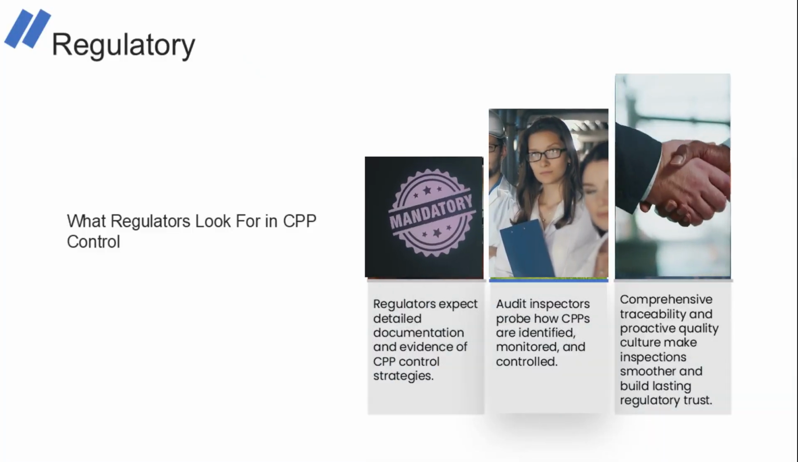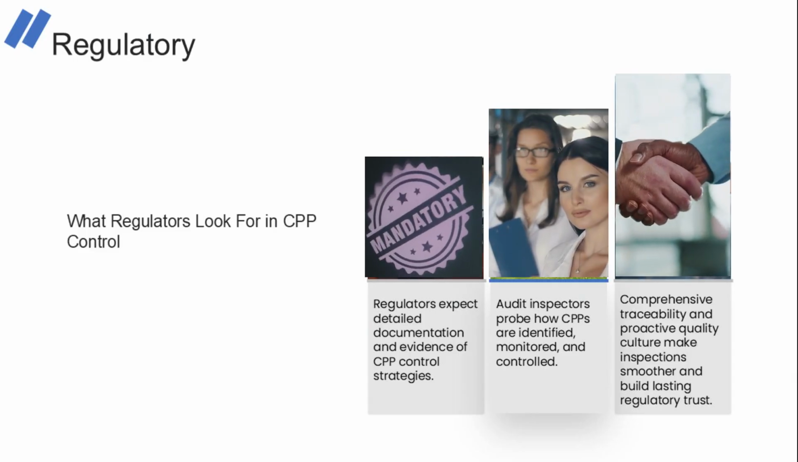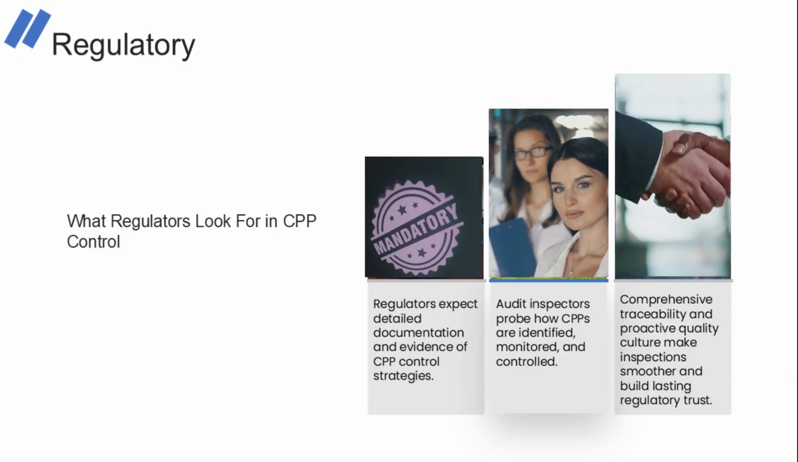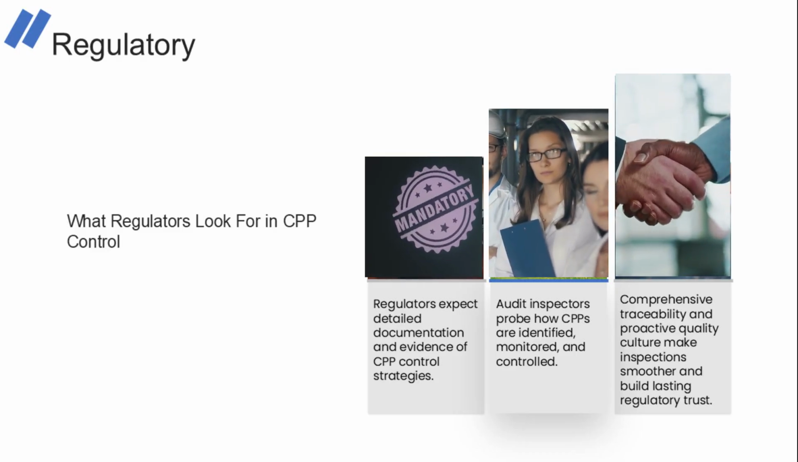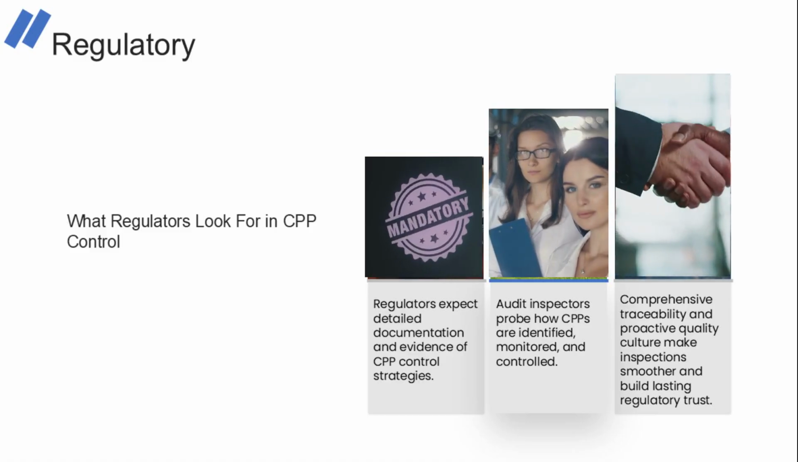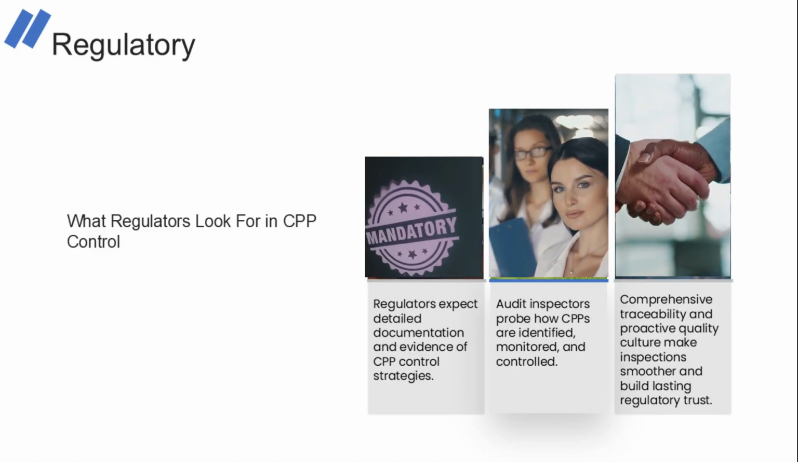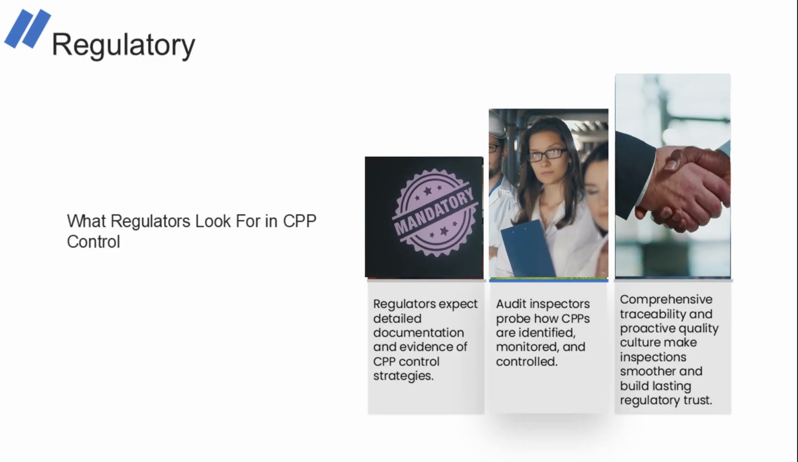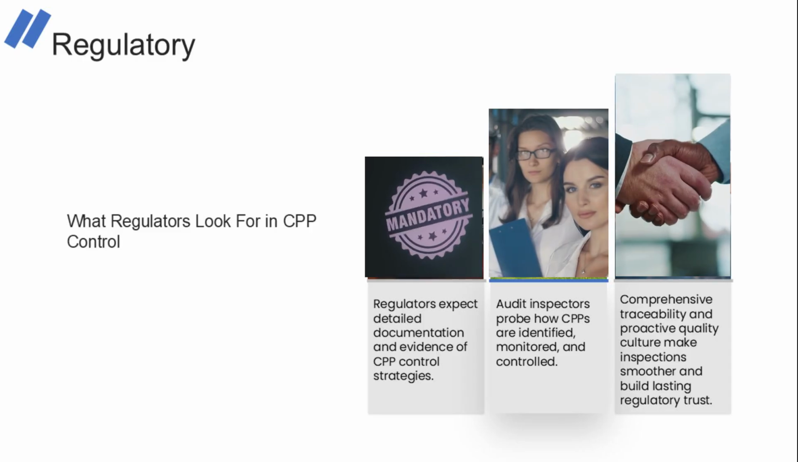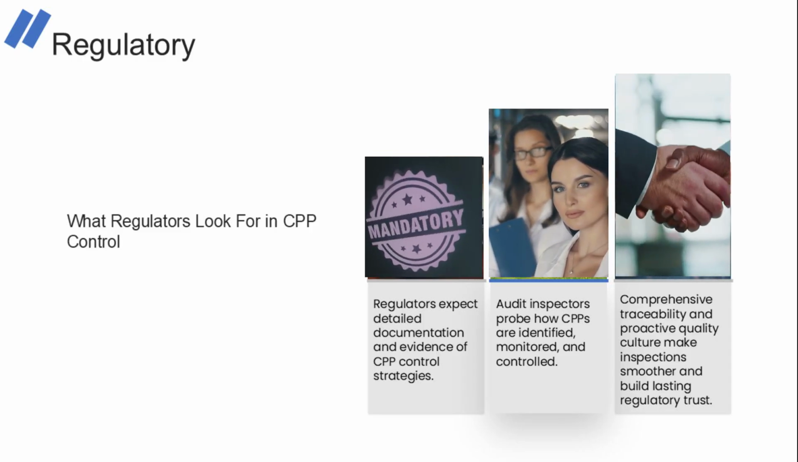Regulators expect detailed documentation and clear evidence of CPP control strategies. During audits, inspectors closely review how CPPs are identified, monitored, and controlled across the entire manufacturing process. By maintaining comprehensive traceability and fostering a proactive quality culture, companies not only make inspections run more smoothly but also build long-term trust with regulatory authorities, demonstrating a strong commitment to consistent, high-quality products.